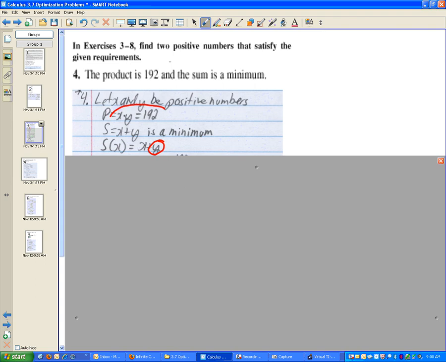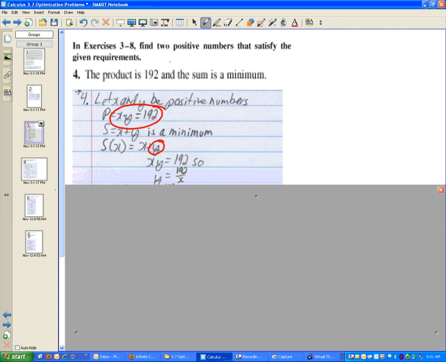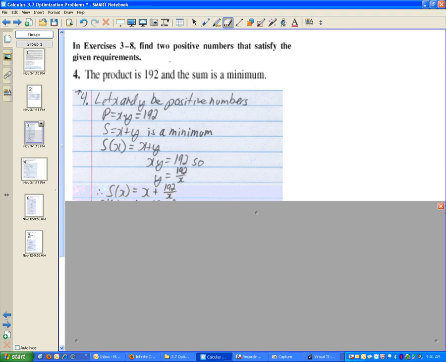How about taking that and solving it for y? Since x times y equals 192, that means y equals 192 over x. So what can we replace y with? S of x is now x plus 192 over x.